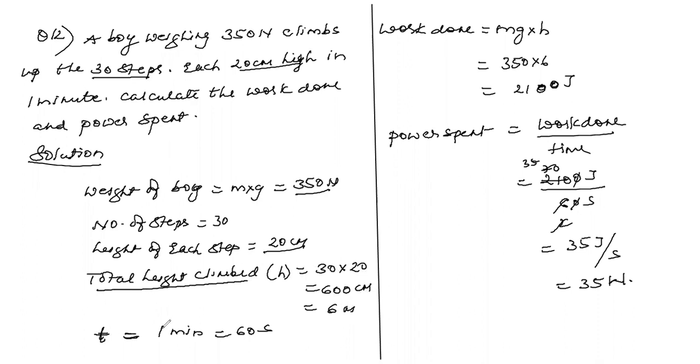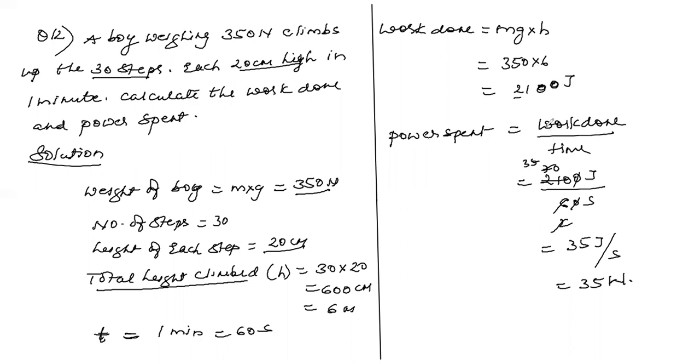Okay, he has 1 minute to do this job. That is 60 seconds. Now, work done: the minimum force he has to apply is equal to his weight. Force into displacement. The minimum force he has to apply is his weight, mg, into the height. Displacement is height. Mg, weight how much? 350 Newton into 6. How much? 2100 joules. So total work done is 2100 joules.